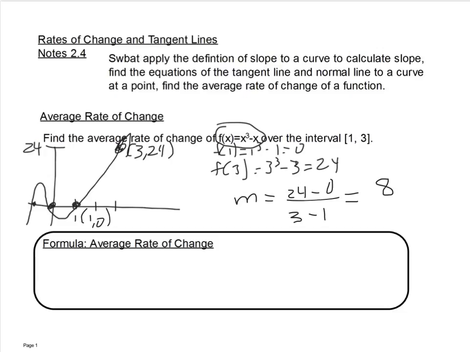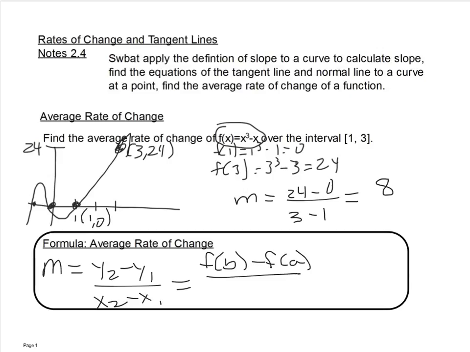Now, the formula for average rate of change, remember, is just the slope formula: (y2 - y1)/(x2 - x1). But in your book, and in general, another version of the slope formula uses function notation: (f(b) - f(a))/(b - a). So think about this being your a value. How did we get our b value? Well, we substituted the 1 in, and we got out f(1).